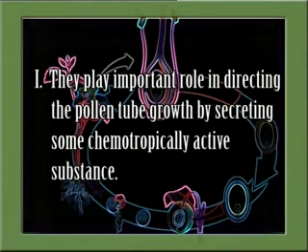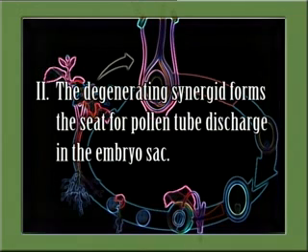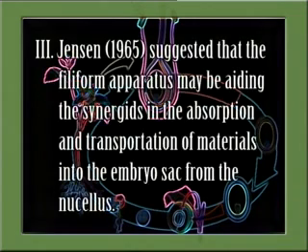3 functions have been ascribed to the synergids. Number 1, they play an important role in directing the pollen tube growth by secreting some chemotropically active substance. Number 2, the degenerating synergid forms the seat for pollen tube discharge in the embryo sac. Number 3, Jensen in 1965 suggested that the filiform apparatus may be aiding the synergids in the absorption and transportation of materials into the embryo sac from the nucellus.